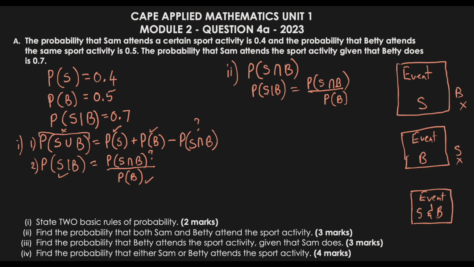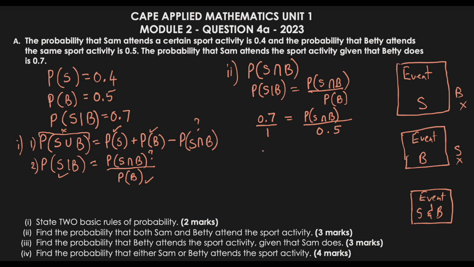So if I substitute this, I'll get 0.7 is equal to, we don't know what the intersection is, so we put this back, over, what is this equal to? That's equal to 0.5. Now, in order to work this out, I can put 0.7 as a fraction, and a number as a fraction is itself over 1. So as you can see here, we have 0.7 over 1. Now I can cross multiply.